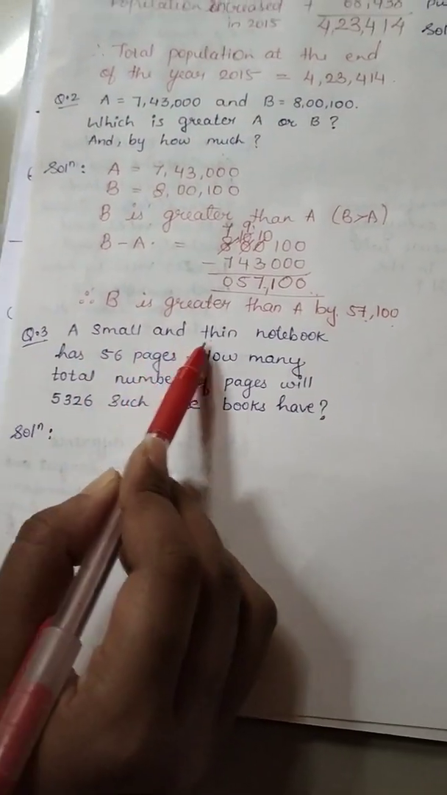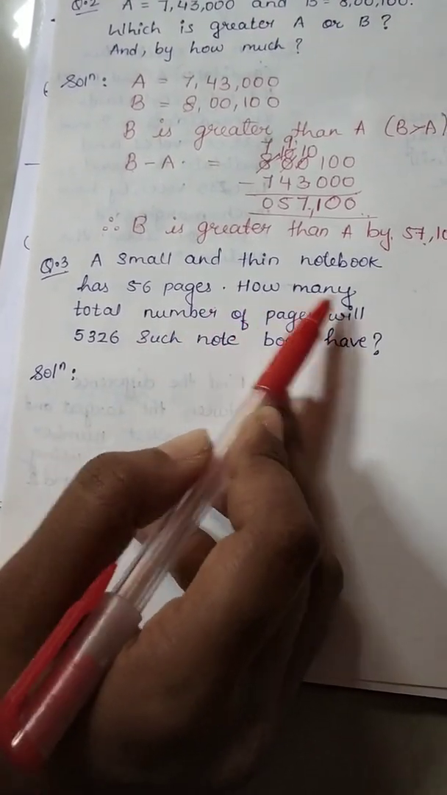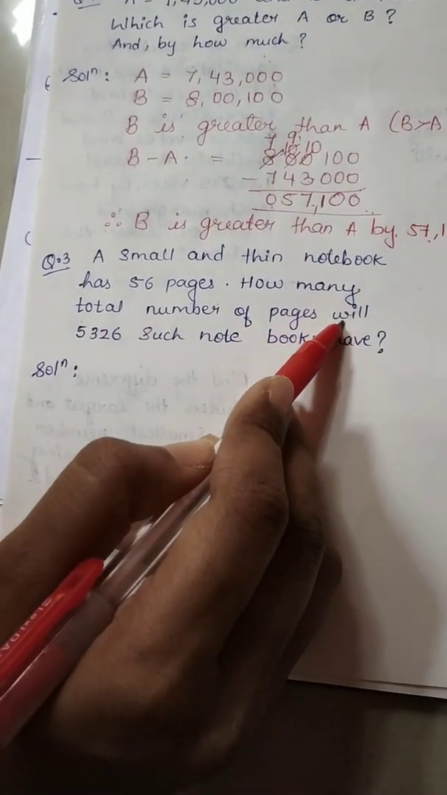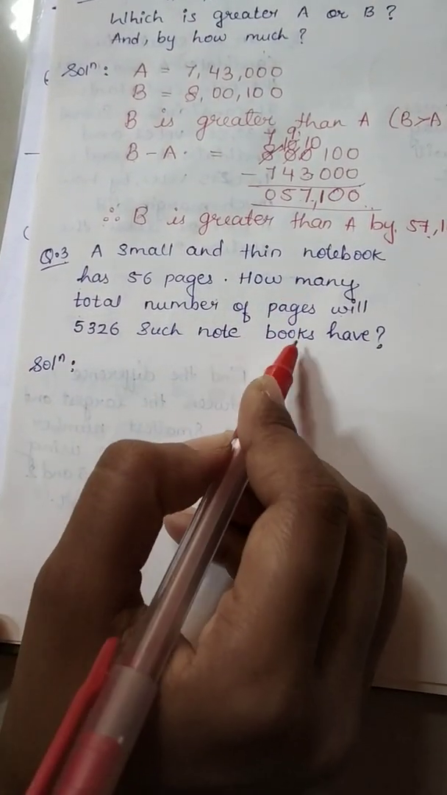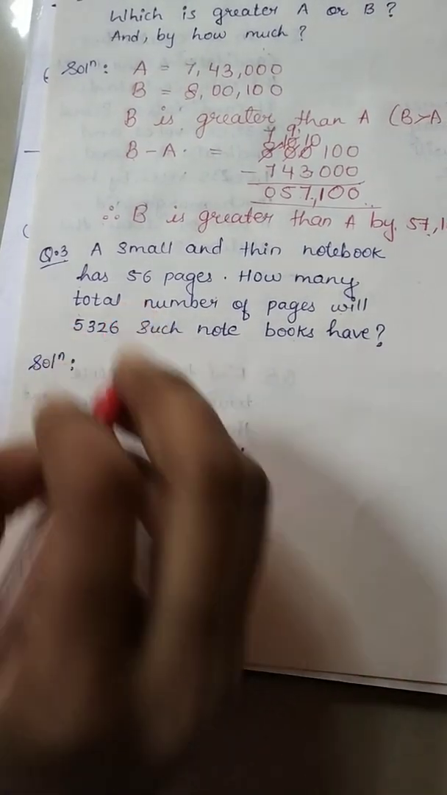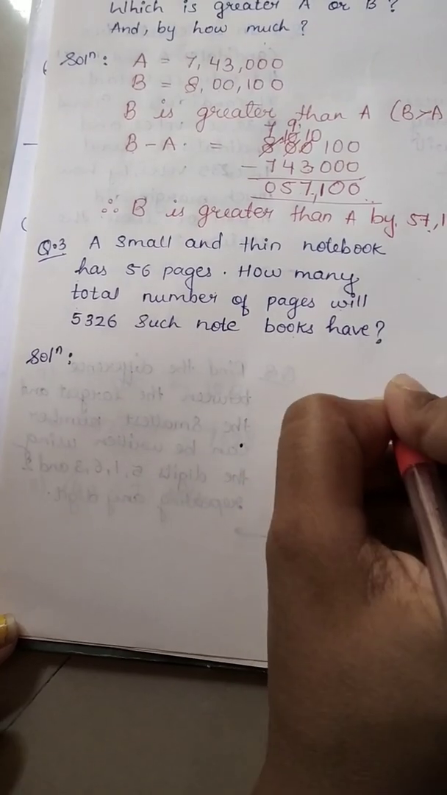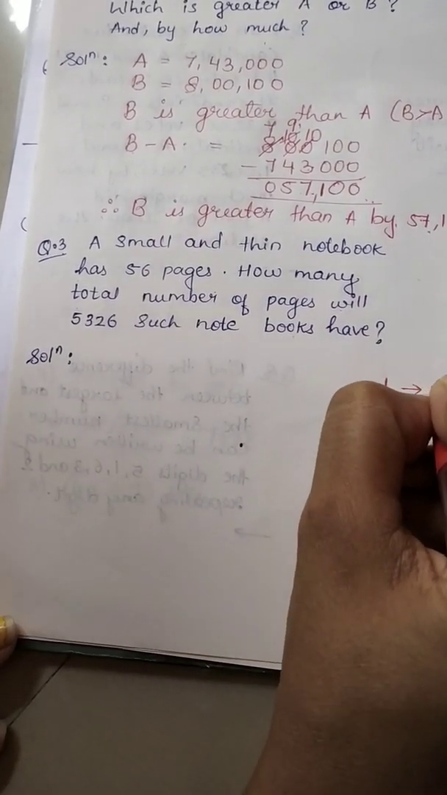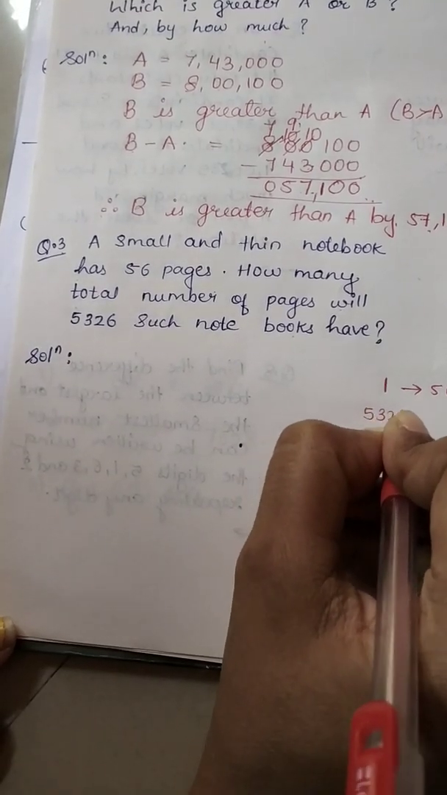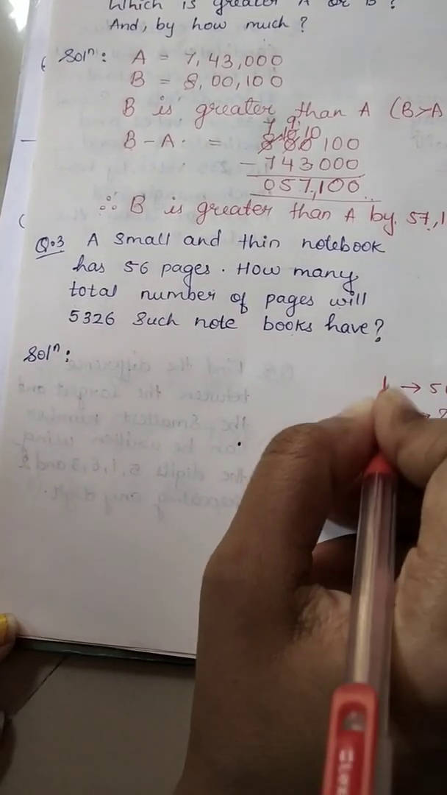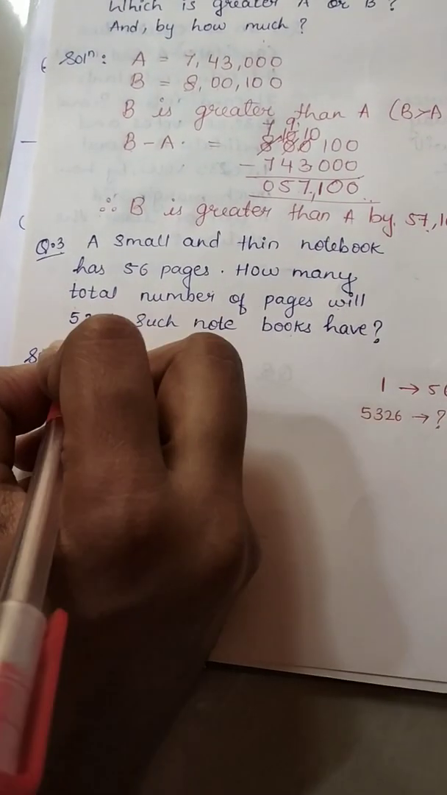A small and thin notebook has 56 pages. How many total number of pages will 5,326 such notebooks have? So see students, one notebook, okay, I'll do the rough work. One notebook, 56 pages. So here 5,326 notebooks, how many pages? You can do directly cross multiply, or if not understood, we'll go step by step.